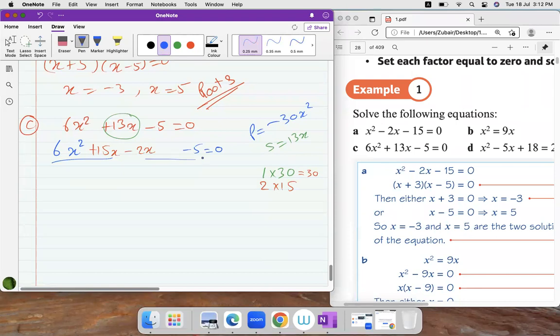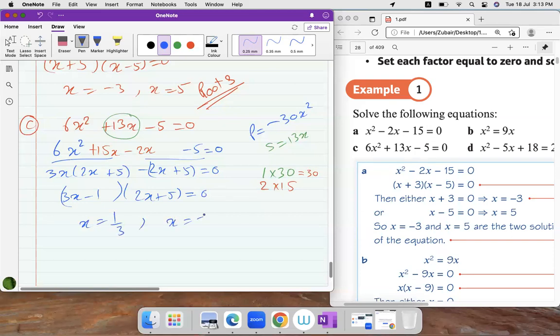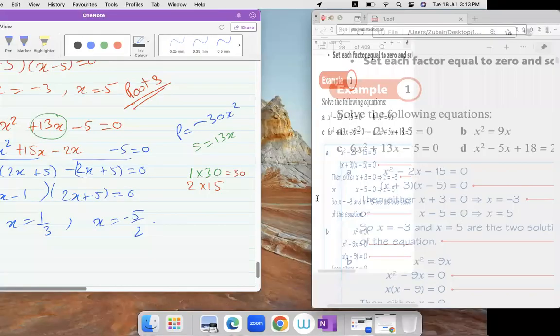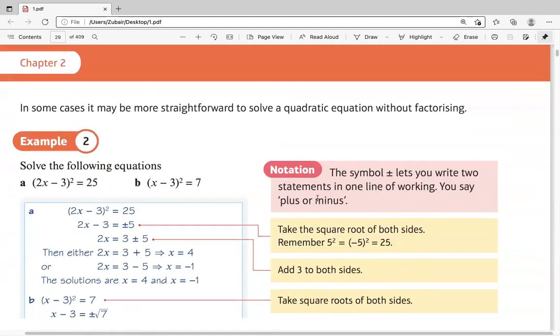Now taking out common from the first two, then the last two. So this is 3x, and you're left with 2x plus 5, minus 1 times 2x plus 5. Again, two brackets the same. So 3x minus 1 into 2x plus 5, and x is equal to 1/3 and x is equal to minus 5/2. So these are the roots. That's right. So this is again O levels. Let us proceed. These were the quadratic equations.